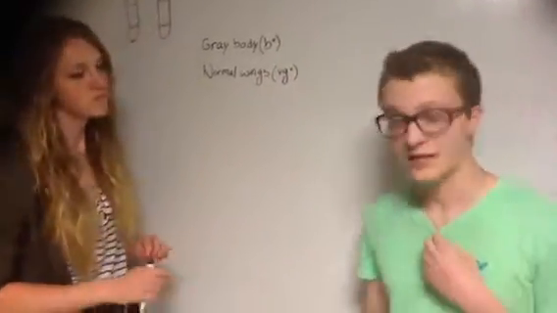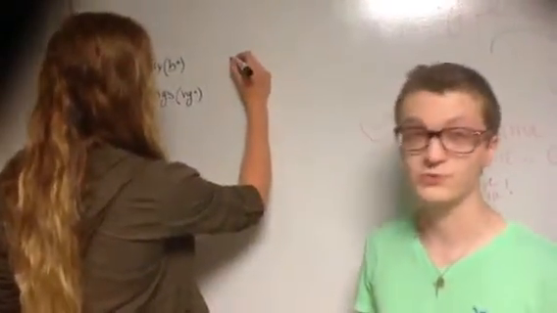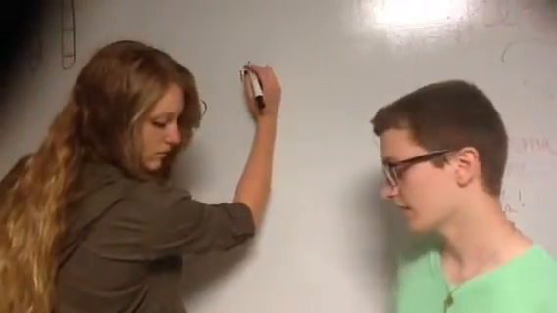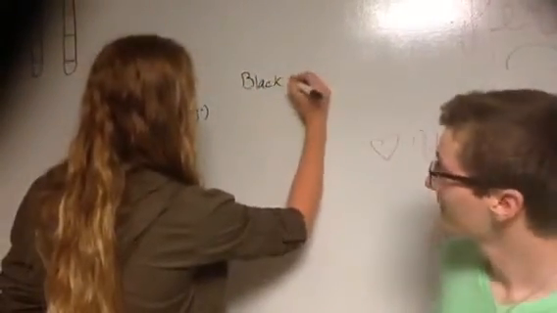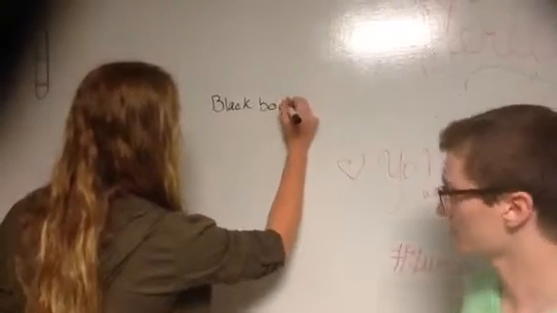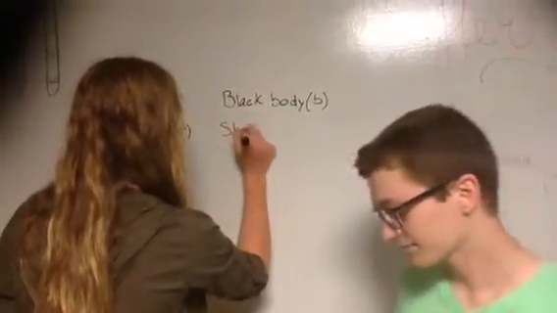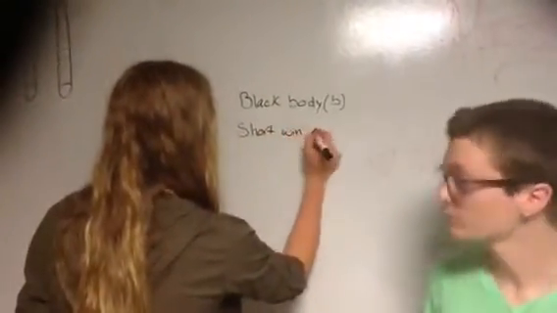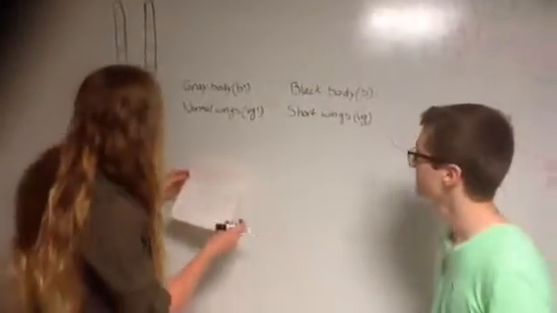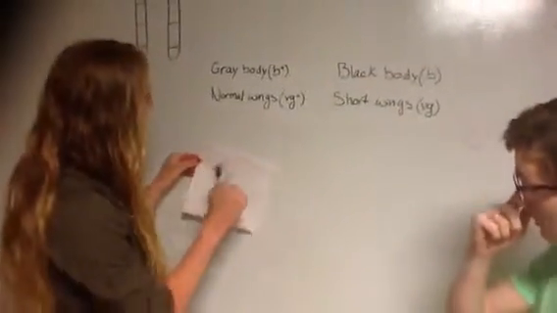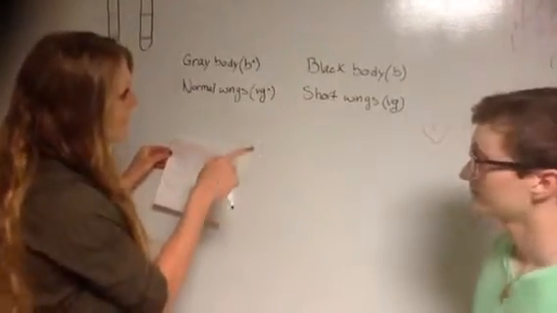Through breeding, he obtained mutant flies with black bodies and short wings, both recessive to the normal genes. The black bodies are represented with a little b, and the short wings are represented with a VG. So, for the parental generation, Morgan crossed a gray body normal winged fly with a black body short winged fly.